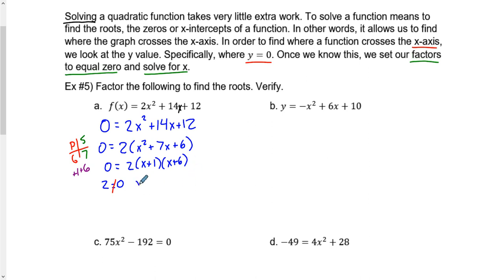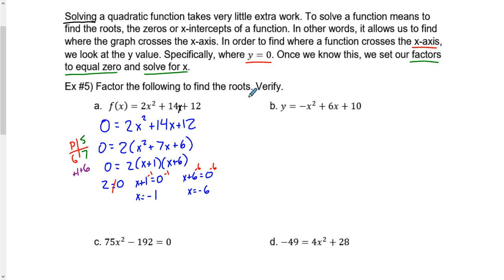Next one is x add 1. We set it equal to 0. Well, where does x add 1 equal 0? Solve for x by subtracting 1. X equals -1. And our last factor, x add 6, equals 0. Again, we set our factors to equal 0. We solve for x. This one, we subtract the 6, and x equals -6.